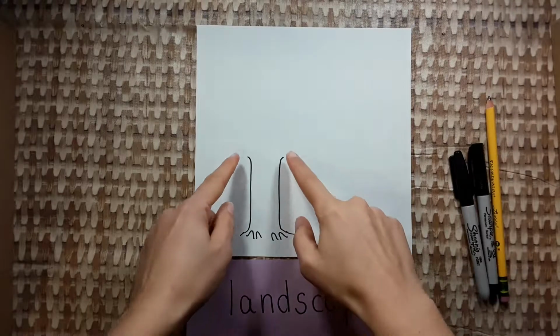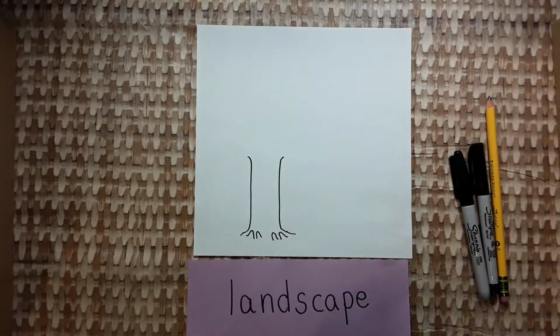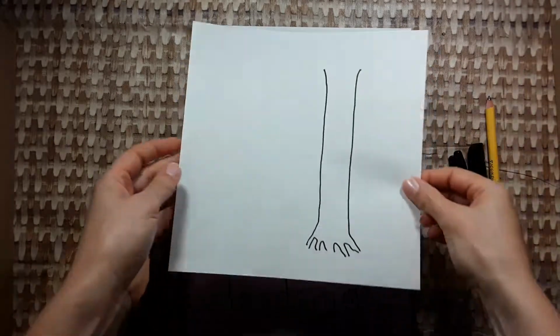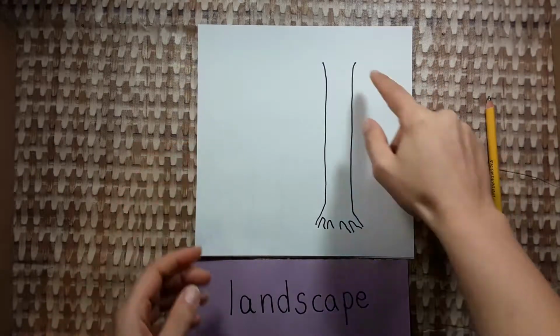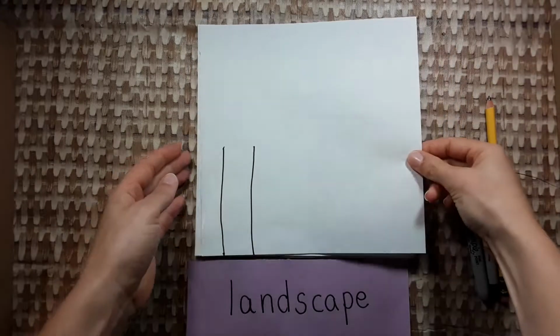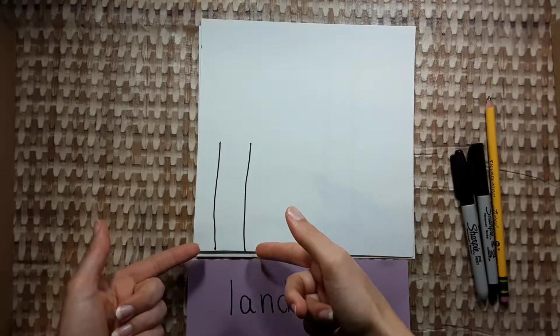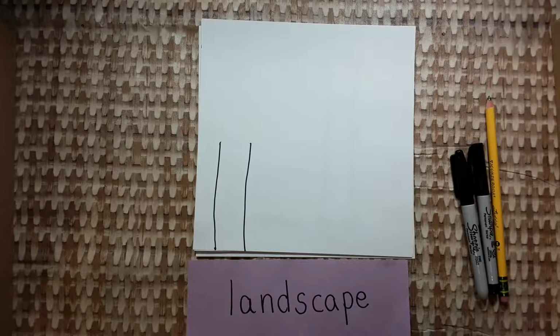To make the trunk, we start with two parallel lines about this shape and size. We don't want to make your parallel lines too tall like this because then you won't have enough space for the branches. We also don't want your parallel lines to be touching the ground like this because then you won't have any space to draw the tree roots.